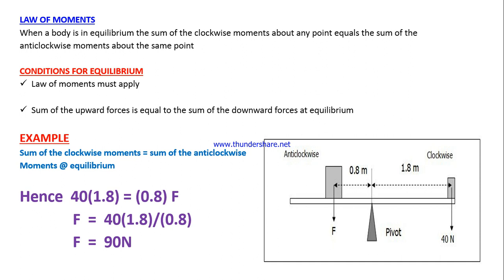And so the moment on the right side will be 40 newtons, which is the force, multiplied by the distance 1.8 meters. And for this system to be in equilibrium, as you can see, the beam is balanced, the moment on the left side should be equal to that moment on the right side. Now, we don't know what the force is on the left side, but because we're using the law which says they're supposed to be equal in order for it to be in equilibrium, we can equate the two moments here and say that F multiplied by 0.8 meters is equal to 1.8 meters multiplied by 40 newtons. And hence we can find the value of F on the left side, which works out to be 90 newtons.